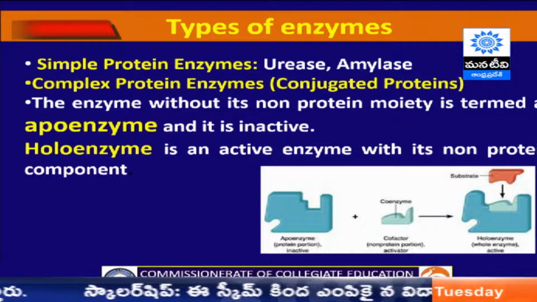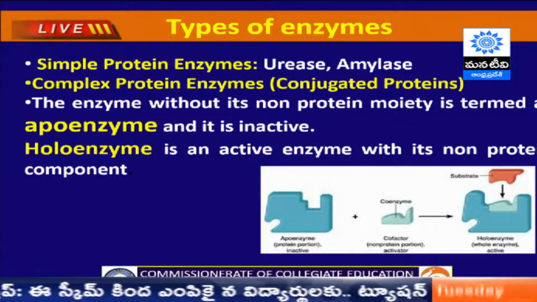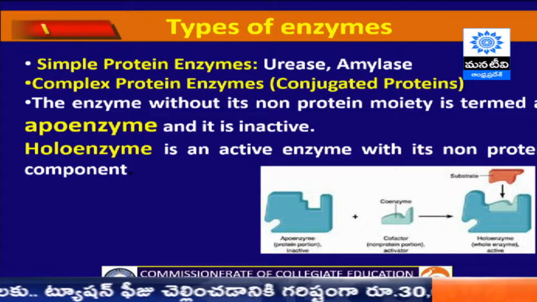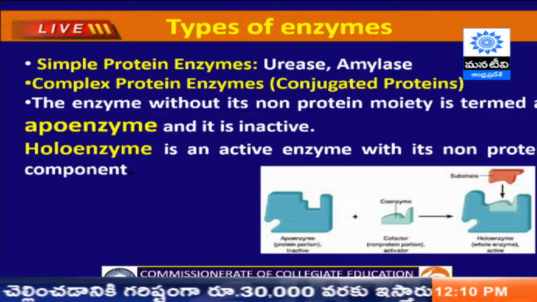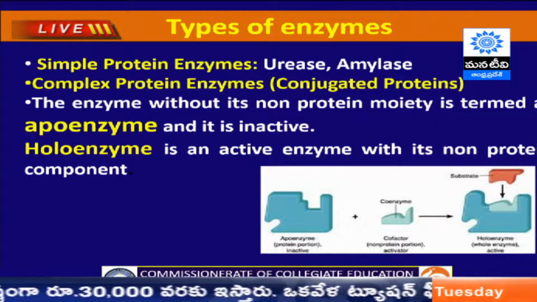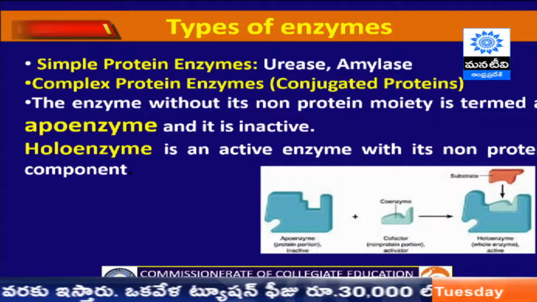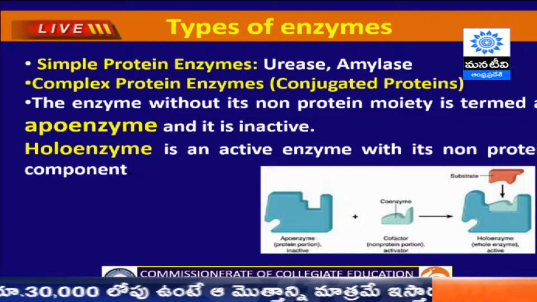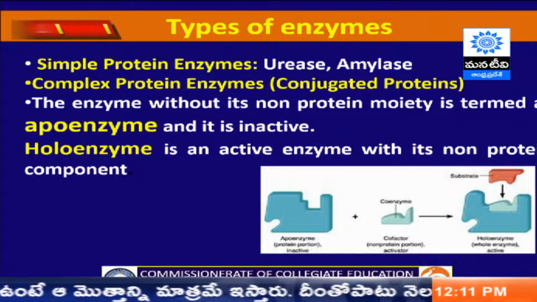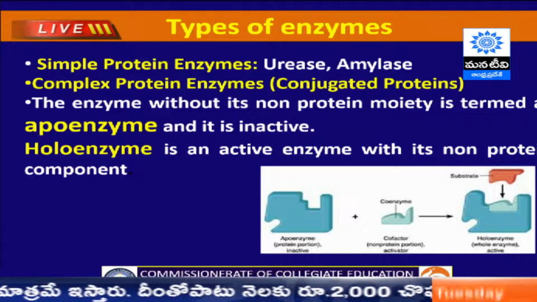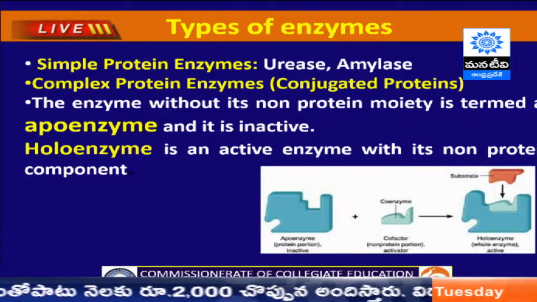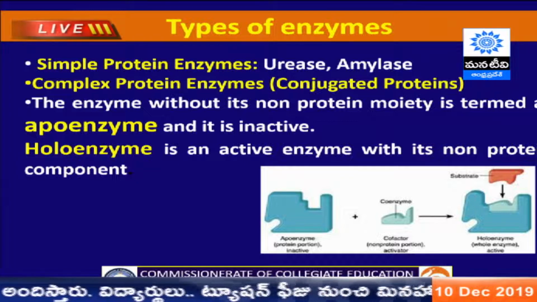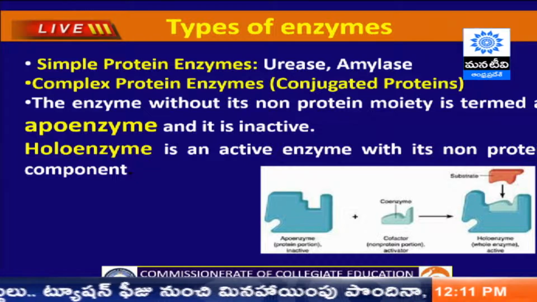Whereas the complex protein enzymes are made up of conjugated proteins. That means along with the protein, some other part is present, which is called a non-proteinaceous part. The enzyme without the non-protein moiety is termed an apoenzyme. So the complex protein has two parts, a protein part and a non-protein part. The protein part is called the apoenzyme. That means without a non-protein moiety.